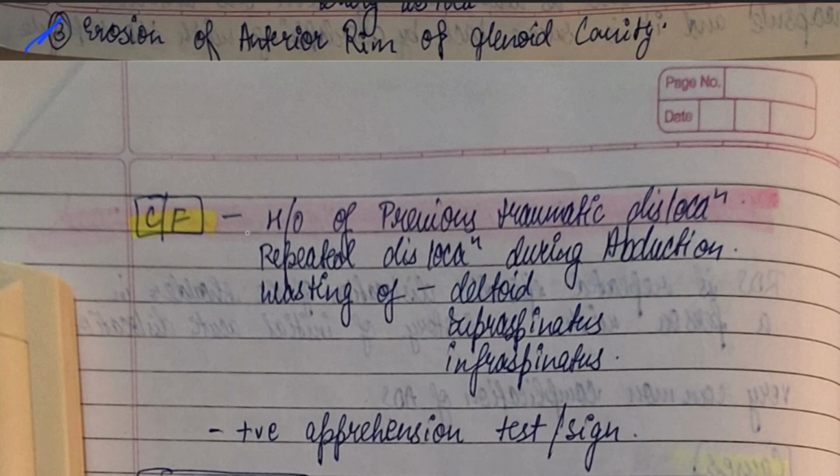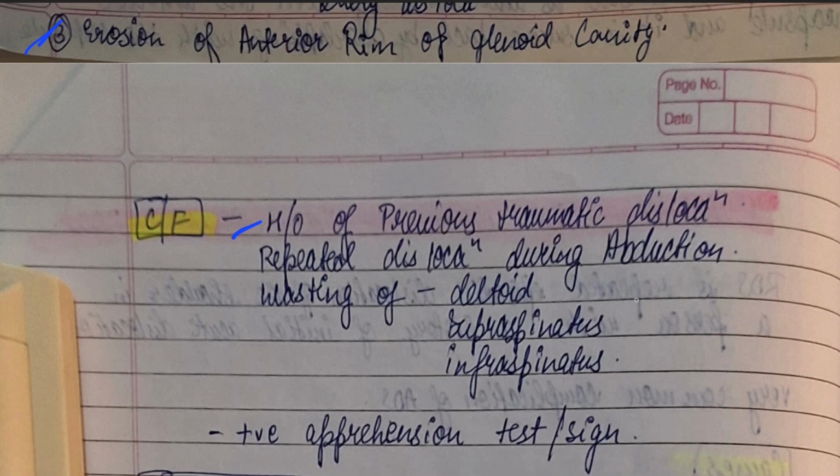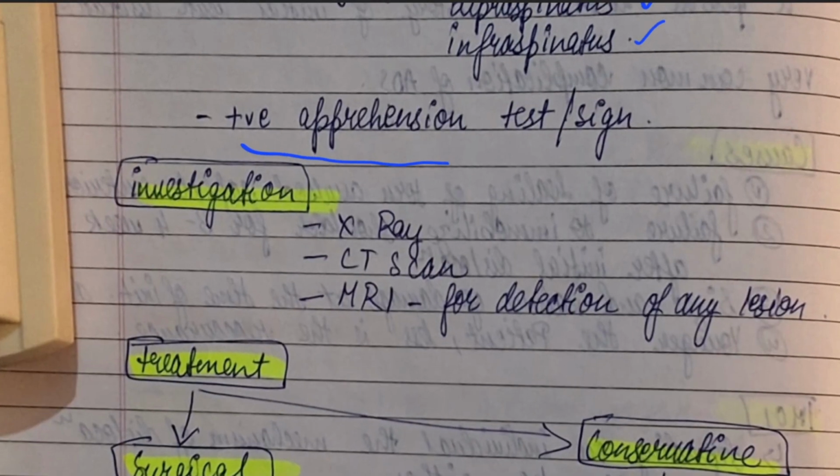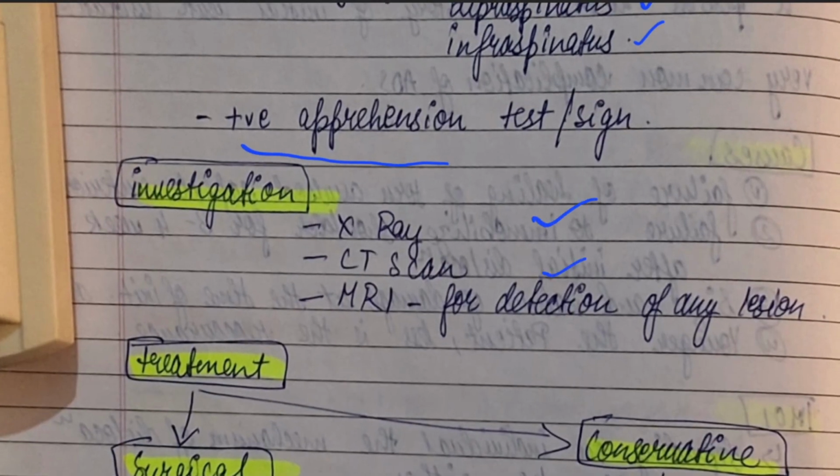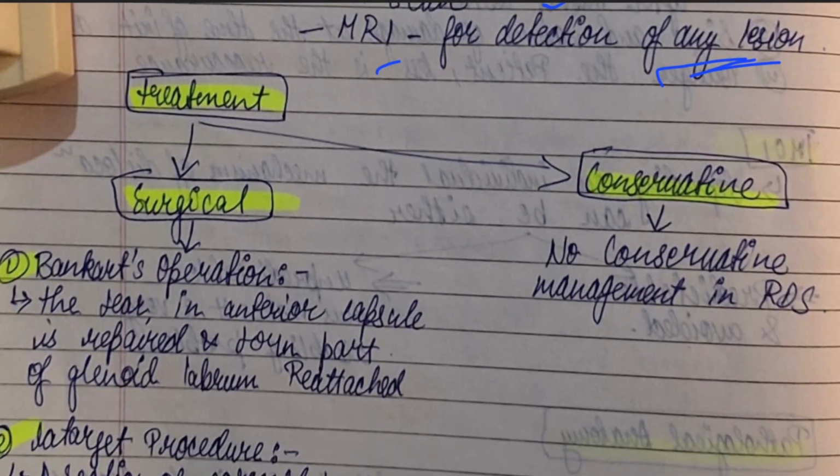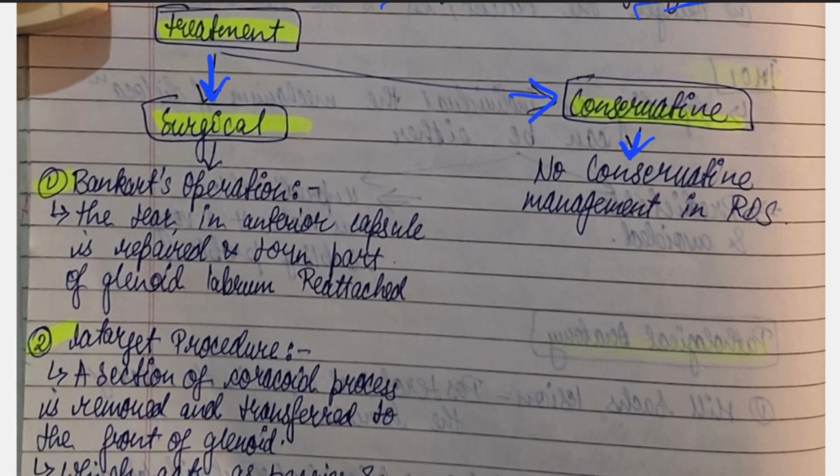Clinical features: history of previous traumatic dislocation, repetitive dislocation during abduction, wasting of deltoid, supraspinatus and infraspinatus muscles, and a positive apprehension test sign. Investigation: X-ray, CT scan, and MRI is also done to know any lesion. Treatment: both surgical and conservative. For conservative, there is no conservative management in redislocation of the shoulder, only surgical management.